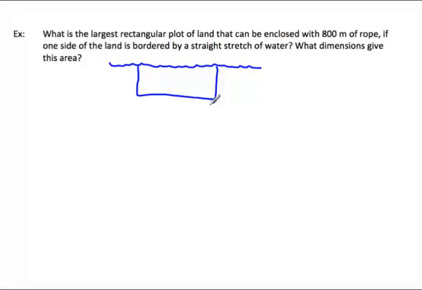If this is the width and this is the length, let's let the width be W. We could use X if we wanted to, but I'm going to use W. Notice if that's W, then this is also W. Now this would be the length, and we could let this be L, but that would involve two variables now. What's going to be helpful is to think of how we can figure this out in terms of W.